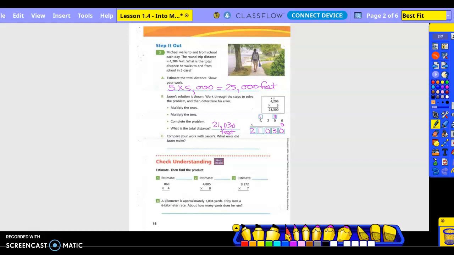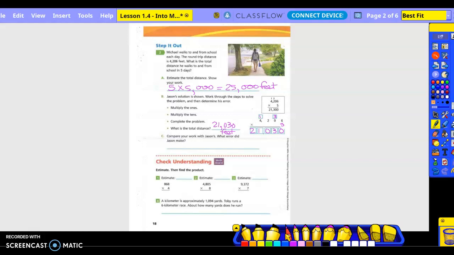Okay, so compare your work with Jason's. What error did Jason make? So he regrouped his 3, but he regrouped it in what place value? The hundreds, and he should have regrouped it in the tens, right? Okay. And then technically, we would have been a little closer if we would have went with the 4,000, right? Okay, but just to make sure we cover the correct amount of feet.